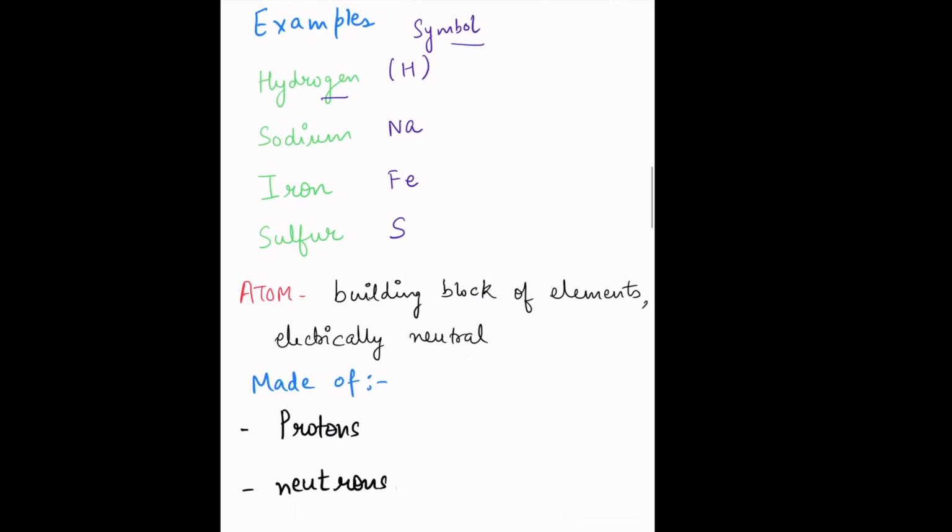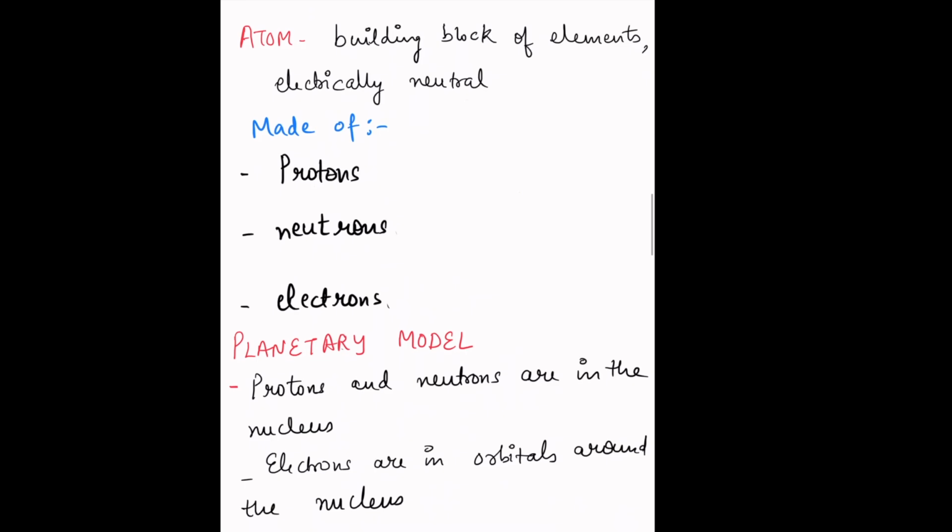The next thing is atoms. Atoms are the building blocks of elements and they are neutral. All atoms are neutral. And they are made up of three subatomic particles: protons, neutrons, and electrons. Protons are positively charged. This is a simple notation. Neutrons are neutral and electrons are negatively charged.